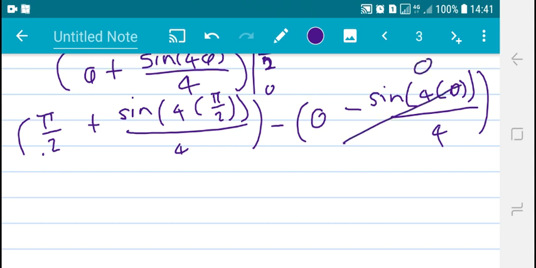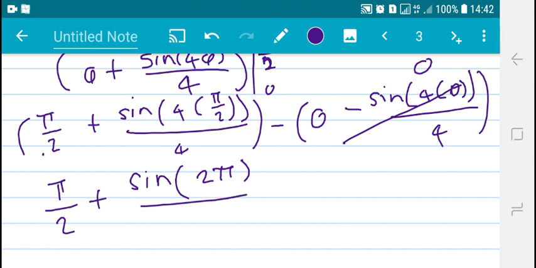And then we look at the leftmost term. It should be pi over 2 plus sine of, simplifying the inner part, 4 times pi over 2, which is 2 pi, divided by 4. 2 pi is just 360 degrees, so sine of 2 pi is 0 here. So your final answer should in fact be pi over 2.